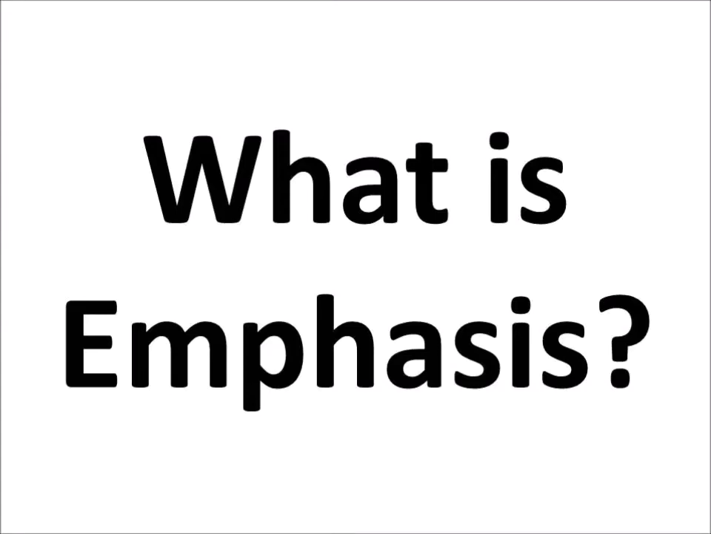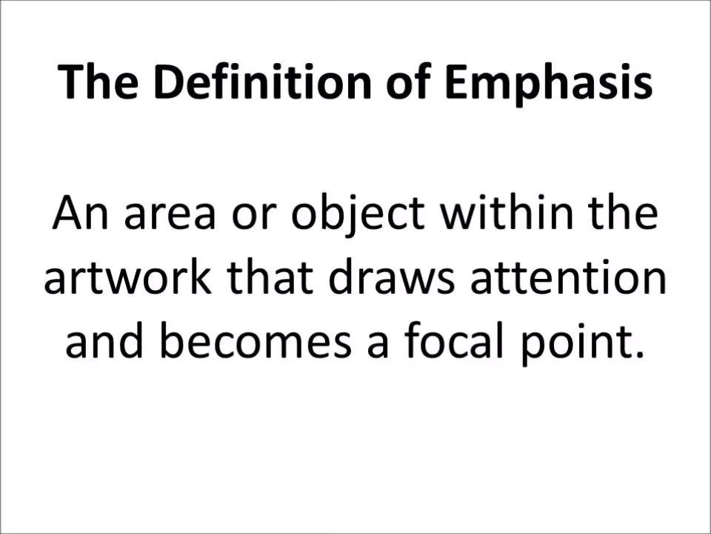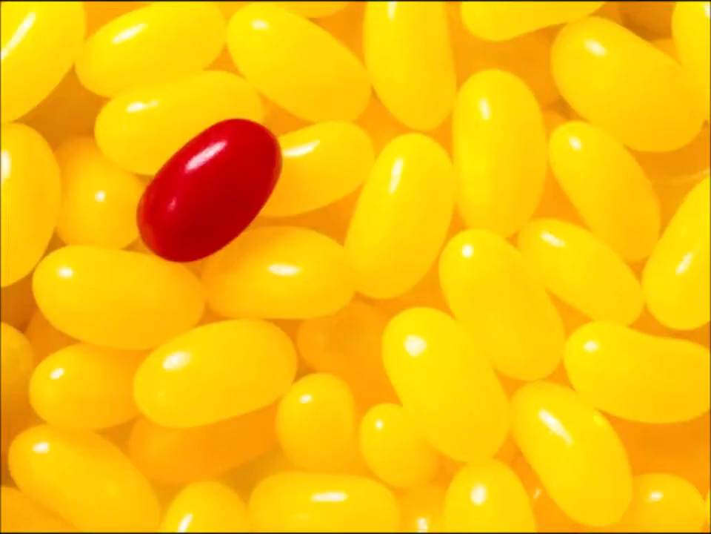Today we're going to be talking about making artwork that has to do with emphasis. So what does emphasis mean? In art, it means an area or object within the artwork that draws attention and becomes the focal point. So basically it's the most important part of the artwork, or the part of the artwork that stands out the most. Like for example, this picture of jelly beans that has this red jelly bean that stands out from the yellow ones. The reason why is because it's a different color than all the rest.